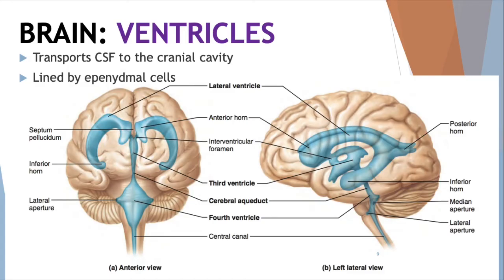Ventricles of the brain transport the CSF or the cerebrospinal fluid to the cranial cavity, and it is also lined by the ependymal cells. Okay. The ependymal cells will form the choroid plexus in which the CSF is produced. Okay, so isa-isahin natin. Okay. Dito muna tayo kay lateral ventricle.